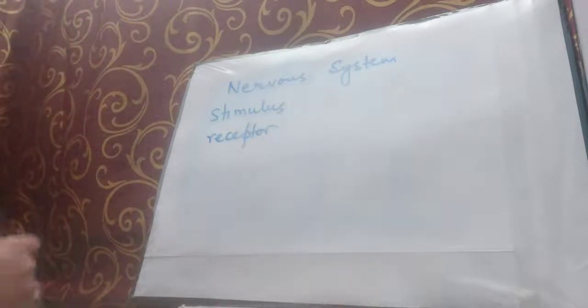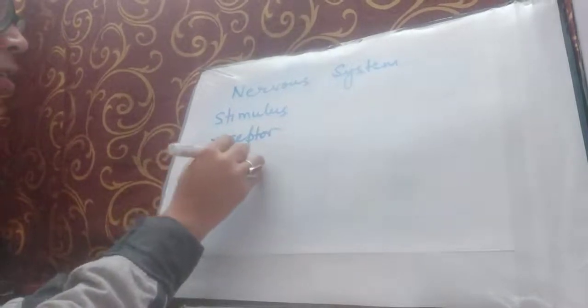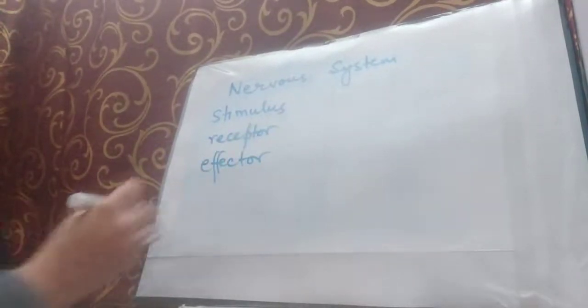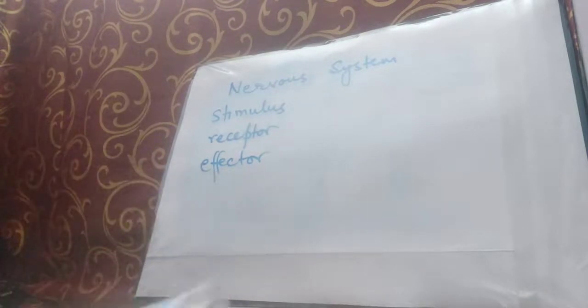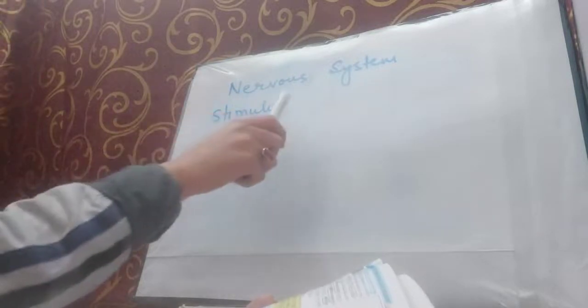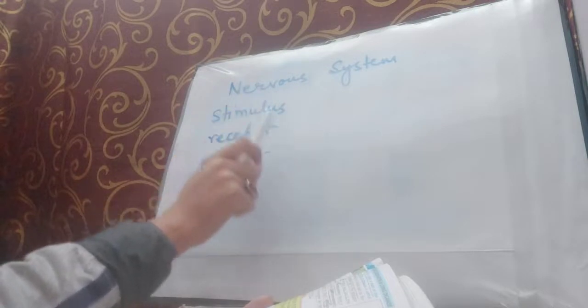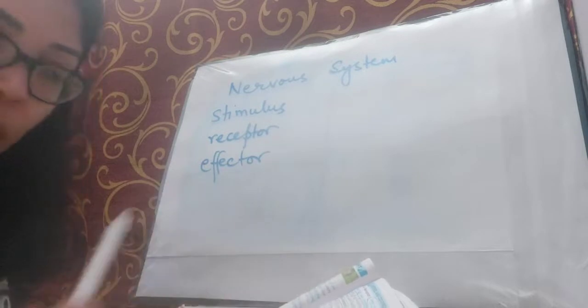Next, coming to the third term, which is effector. From the name only you can understand the word effect is there. Effect means the result of something. An effector is a muscle or gland or an organ which is capable of responding to a stimulus. The stimulus is received by the receptor. Now the stimulus will be taken to the brain or the spinal cord in the form of an impulse. Now brain or spinal cord will give a response which will again be taken back to the effector, which will give out the response. So that can be any muscle or gland or an organ.